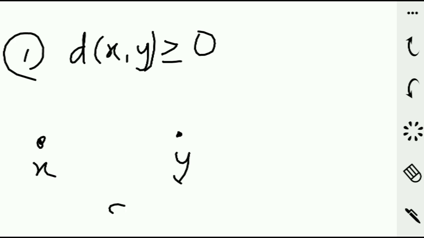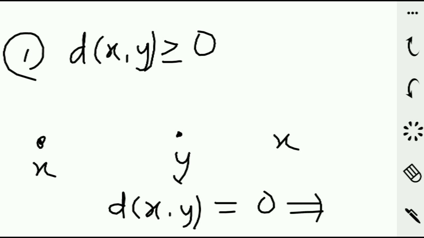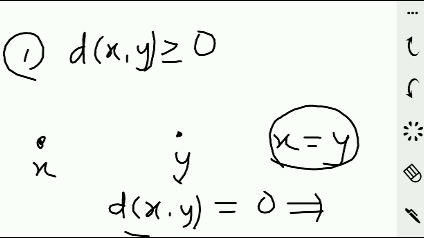If the distance between x, y is equal to 0, it should imply that x is equal to y. Why? Because if you consider the distance of a point from itself, you get the value 0, since the distance between the same point is 0. So if you get the distance between x, y equal to 0, then it must be the same point. So x is equal to y.